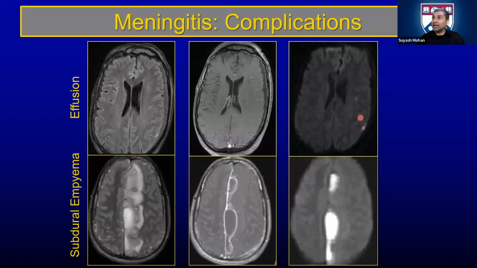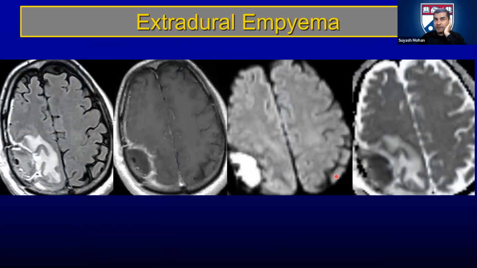Now, if these collections become infected, in those circumstances these subdural collections will begin to restrict diffusion, and that is what we call subdural empyema, which is a neurosurgical emergency. So how do we differentiate between effusion and empyema? Diffusion restricts in empyema and does not restrict in subdural effusion.